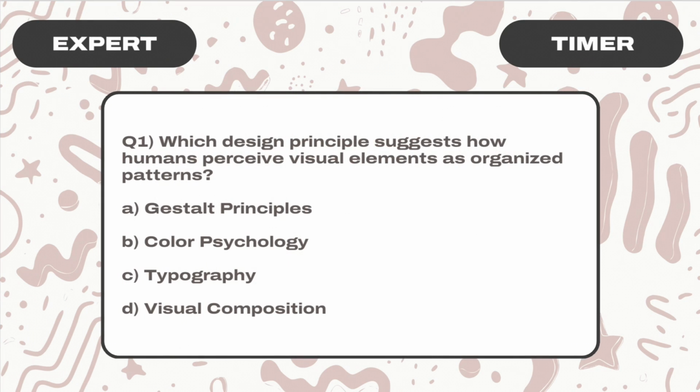Which design principle suggests how humans perceive visual elements as organized patterns? Gestalt principles, color psychology, typography, visual composition.